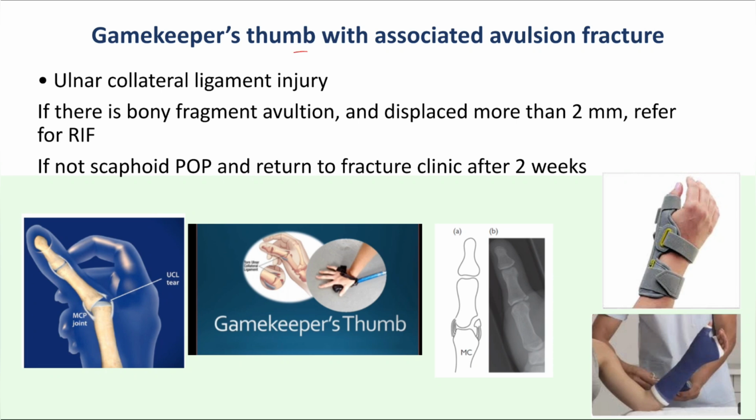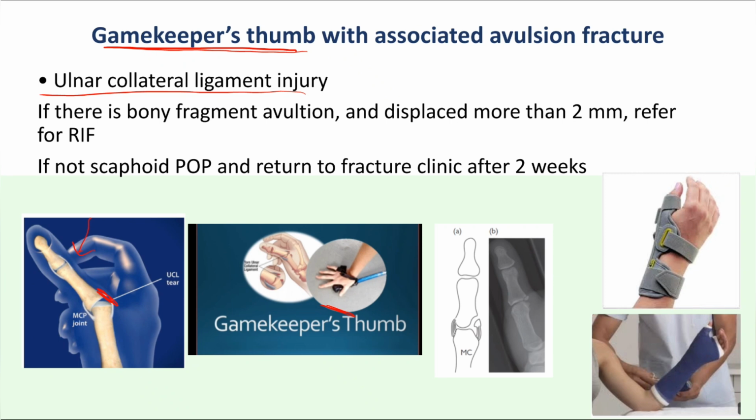We have gamekeeper's thumb. Gamekeeper's thumb sometimes is associated with an avulsion fracture. It's also known as skier's thumb. It occurs due to injury to the ulnar collateral ligament of the thumb. That ligament is typically injured when there is forceful abduction, or outward pulling, of the thumb, often caused by a fall when the thumb is caught or bent backward, like holding onto a ski pole or during sports.